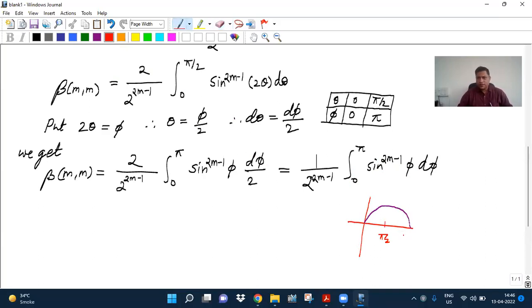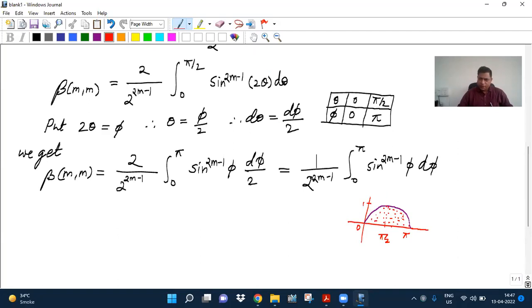So this is the sine curve we can have. It will start with 0. At pi by 2, sine will be 1, and at pi, it will be 0. So what we have to do is find the integral over this area. This is the function, and we have to find the integral on this area.